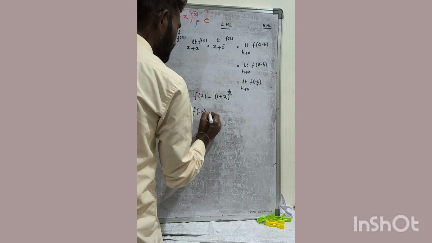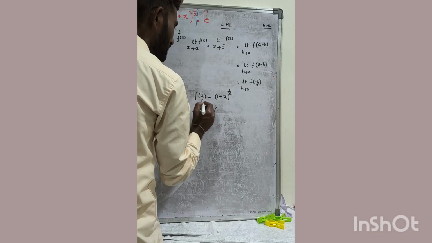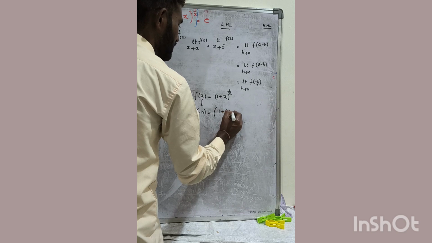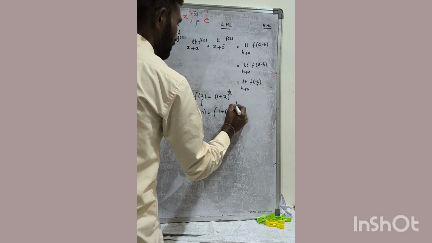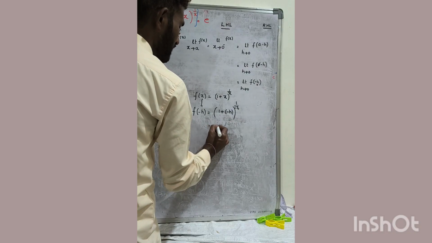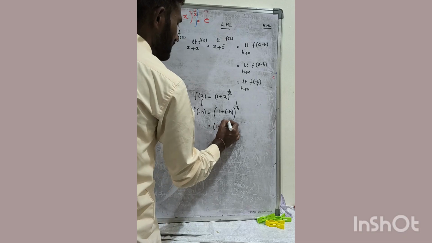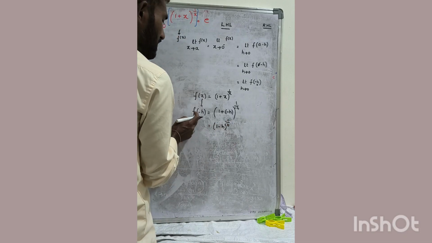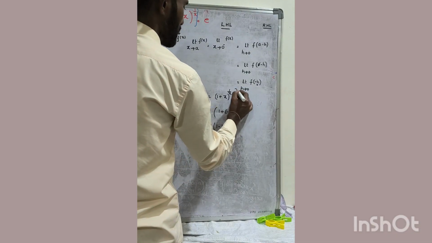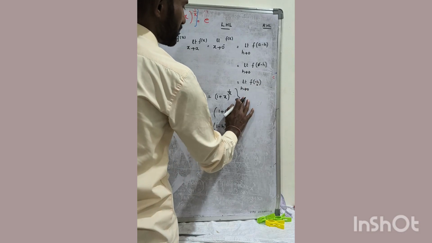So f of minus h is equal to, what do you mean by minus h? In place of x we need to replace with minus h. So instead of x we write minus h: 1 plus minus h, whole power 1 by minus h. If you simplify this, you will get 1 minus h, whole power minus 1 by h. So this is the value of f of minus h, after all the simplification we have done.